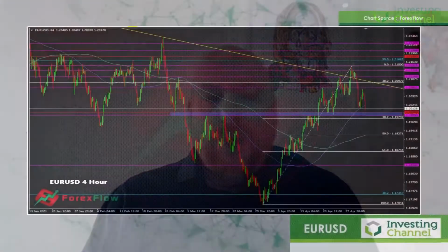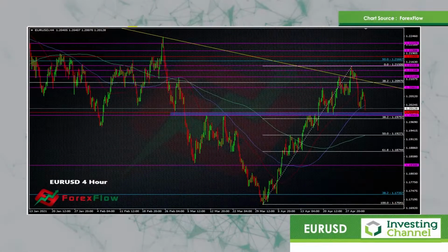Obviously, keep an eye on US yields because they're still the main driver of the dollar, which is the other side of this euro dollar pair. So something to watch out for. A bit of range trading perhaps to go on, but watch for those breaks, especially this downside area.